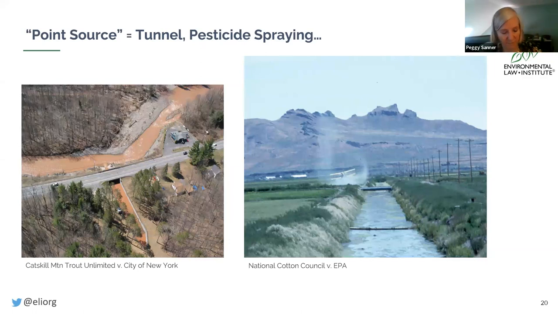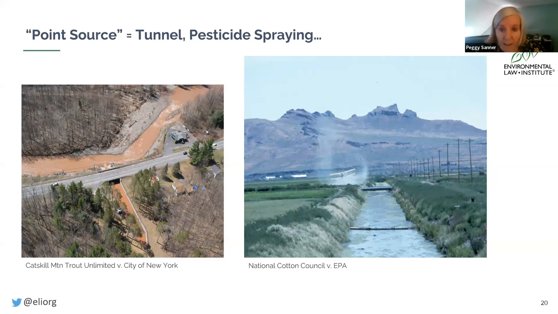Here are more examples of industrial facilities that have been deemed to fall within the category of point sources. You see on the left, this is a tunnel that connects wastewater from the city of New York, filled with sediments, you can see by the color, with a waterway. The city first challenged an enforcement action. They said the city had failed to get a Clean Water Act permit, a National Pollution Discharge Elimination System permit, and therefore was in violation. And the court held that there was a violation because this tunnel was a point source and it needed to be permitted.